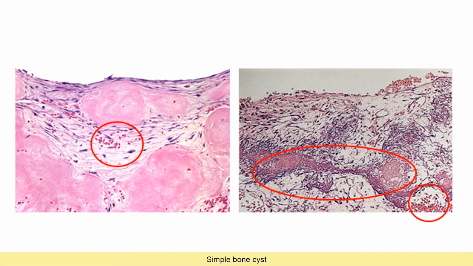So from the histopath pictures given, the pictures on the left side show scattered erythrocytes, and the pictures on the right side show a lace-like calcification with some amount of erythrocytes scattered.